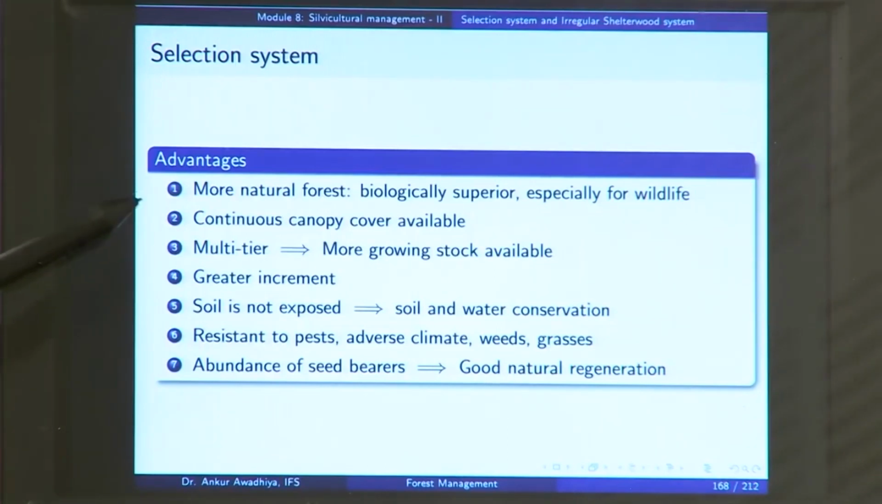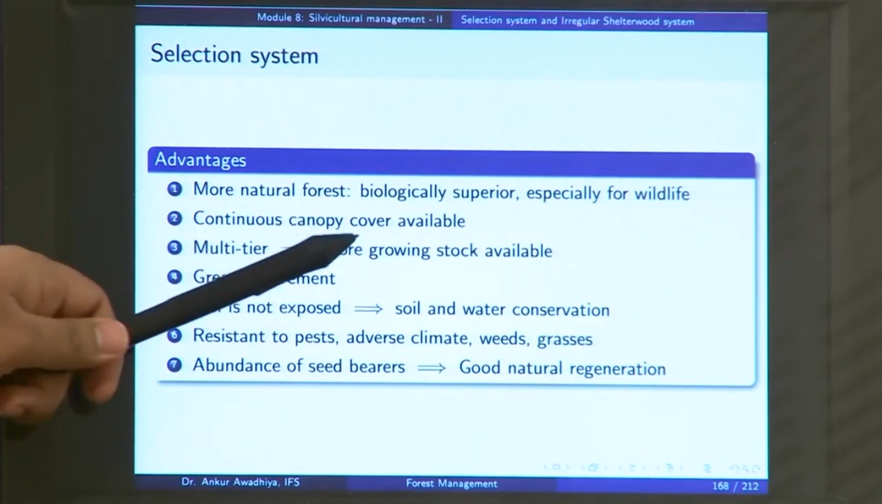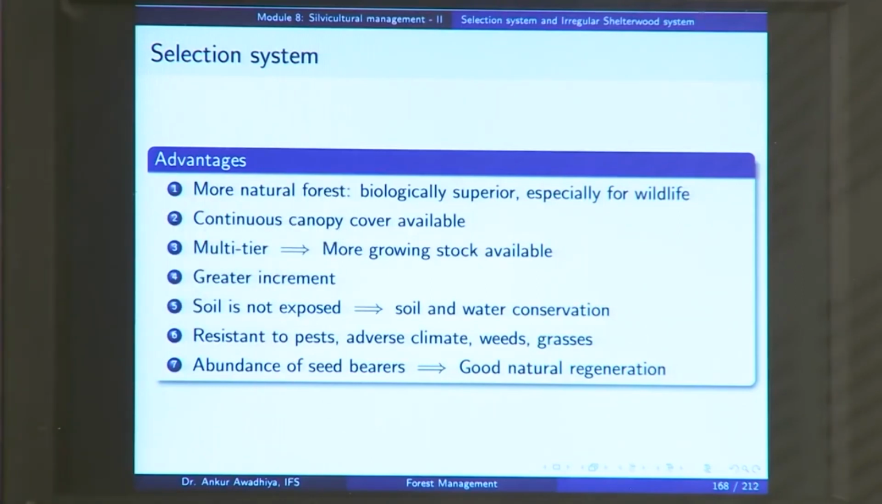Then in most cases, you have a multi-tier forest which makes more growing stock available. This is especially true if you want to manage a forest for, say, carbon sequestration. Now, in the case of a selection forest, because you have trees of different age classes and you are maintaining them in a natural state, then probably you will also have a very good under canopy, and you will also have a very good ground cover, and in that case more growing stock becomes available.